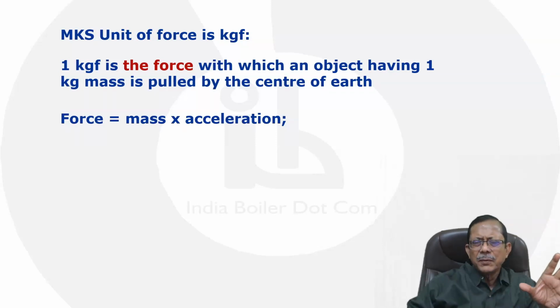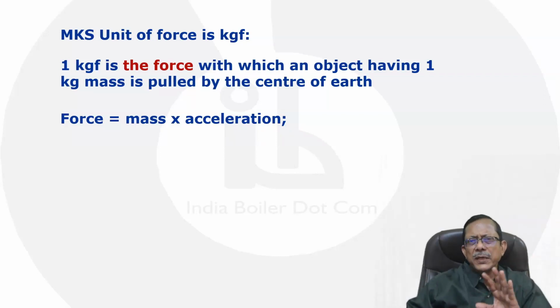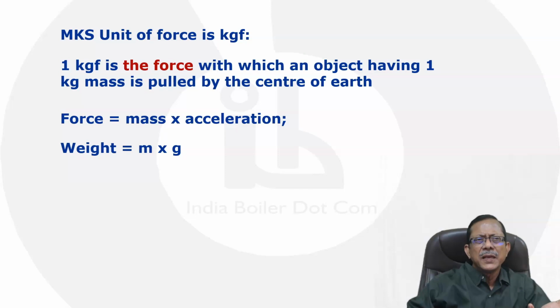Now when I say 1 kgf is the force, which force is that? If I see the quantification of force, it is the same as mass. So in the MKS system, whatever is the value of mass is the value of force. But force is actually mass into acceleration, and in this case, the gravitational force, that is weight, is m into g. Now if 1 kg of force is there, that means the mass is 1 kg, and the gravitational acceleration g is 9.81 meter per second square.